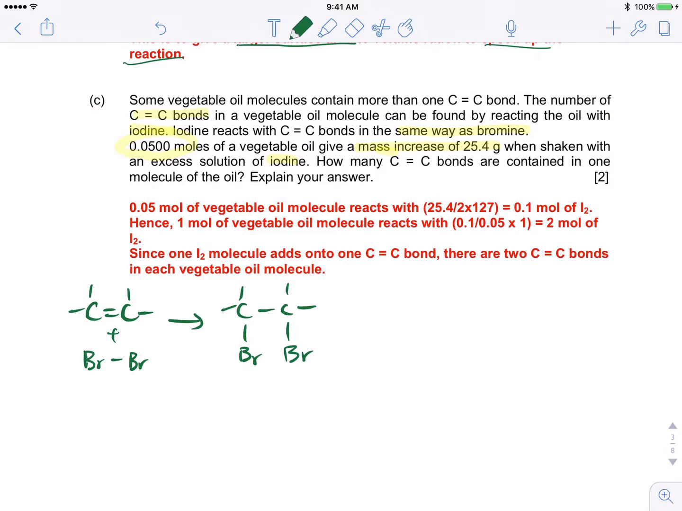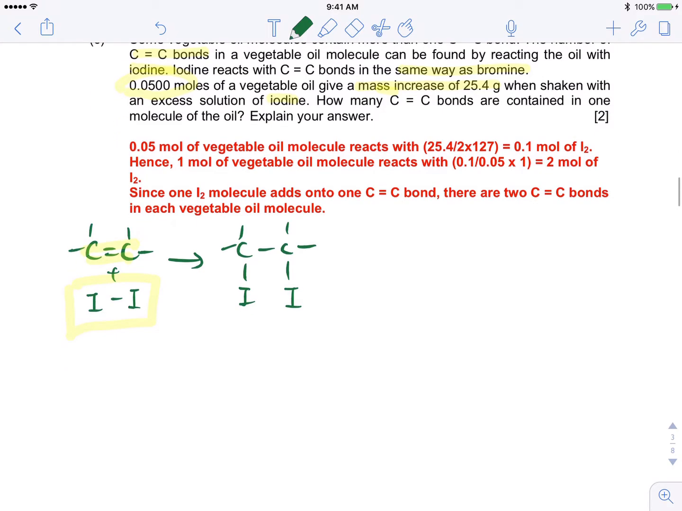That said, with one CC bond, you'll see that 1 molecule of Br2 is used. So therefore we can use the same analogy, and we know that for iodine, for 1 CC double bond, we will need 1 molecule of I2. So that's how we can begin to calculate this question.